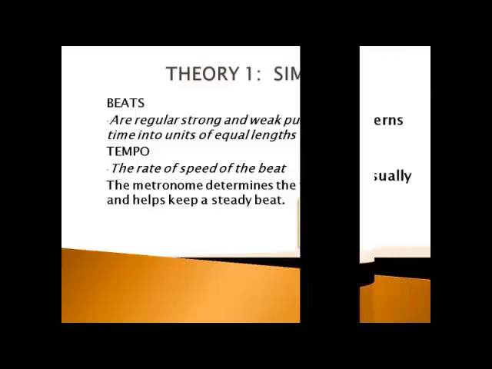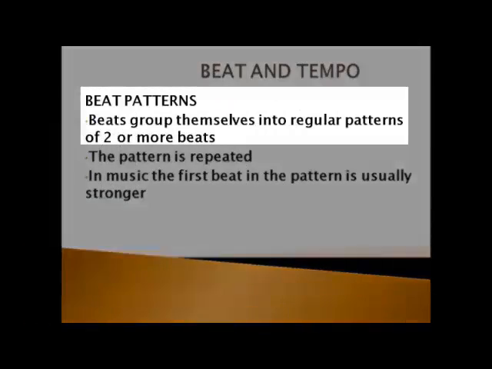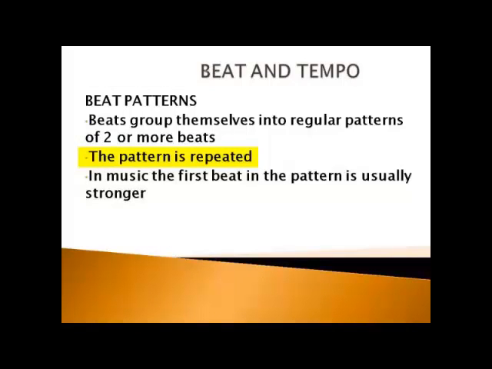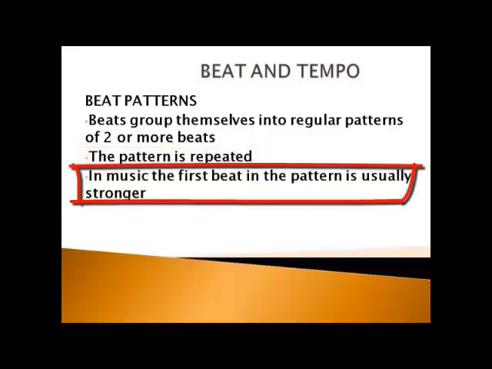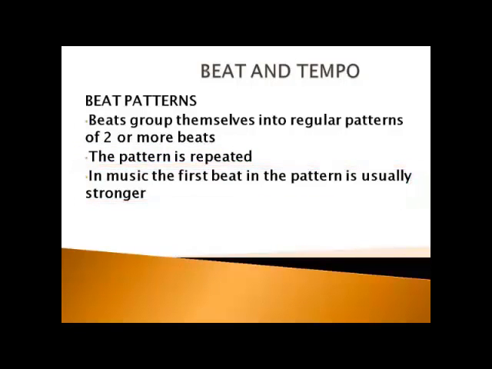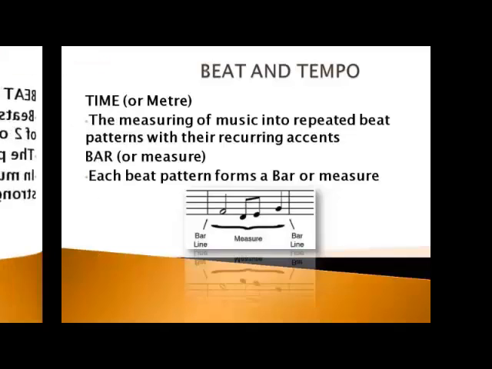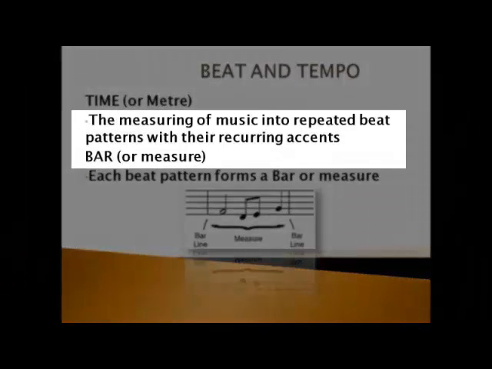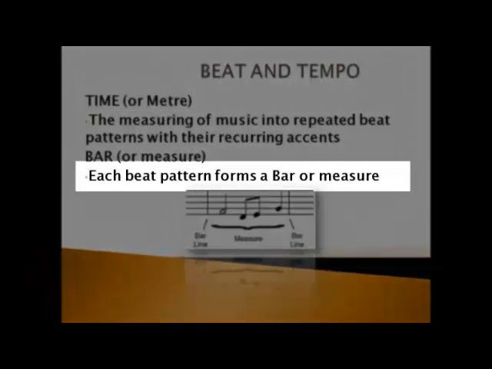Beats group themselves into regular patterns of two or more beats. This pattern is repeated frequently, and often the first beat in the pattern is stronger. These beat patterns are grouped together in measures of music. So each beat pattern is divided by a bar line. So when we measure our music into repeated beat patterns with the recurring accents, we're grouping it by the measure or the bar line. And each of these beat patterns, as I said before, forms a bar or a measure.